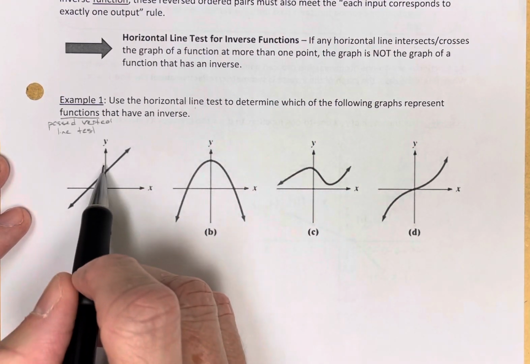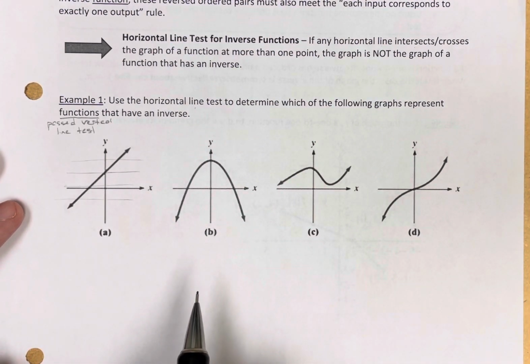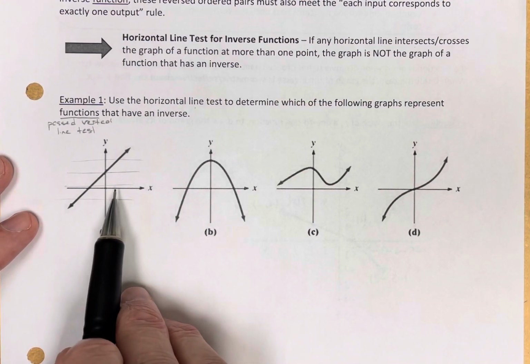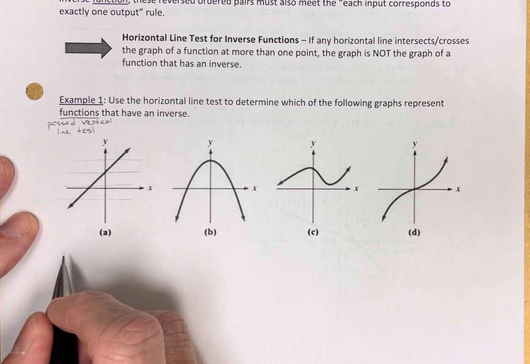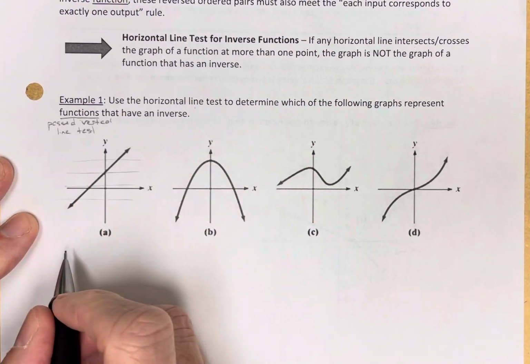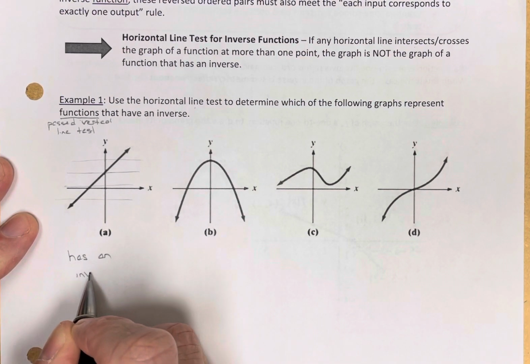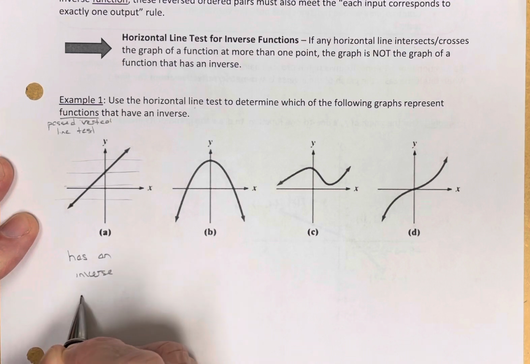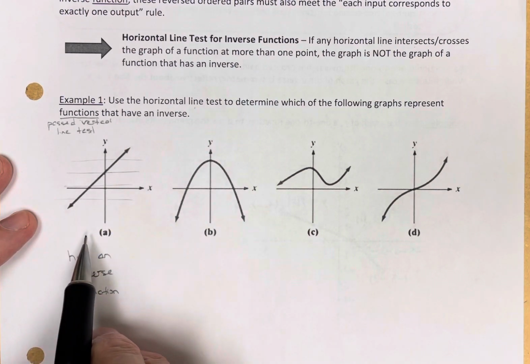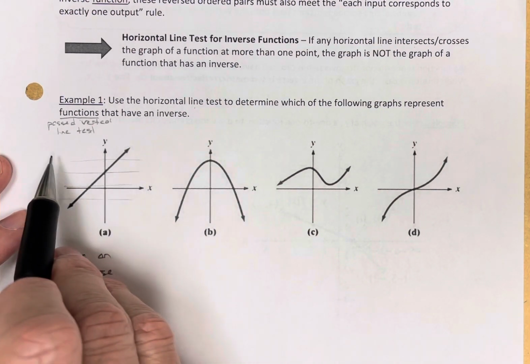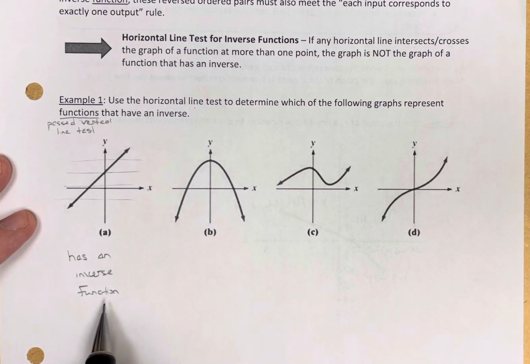Well, here we go for letter A. As we draw lines, we notice that every horizontal line only crosses the graph in one place. So this is a function. Okay, again, we already specified they were functions. This function has an inverse function. Okay, it passes the vertical line test, so it's a function. It passes the horizontal line test, so it's a function that has an inverse function.